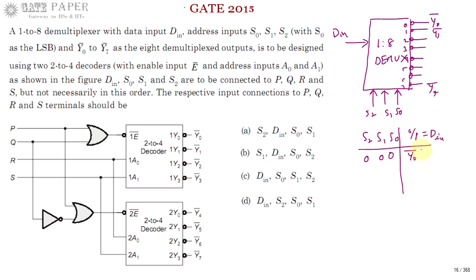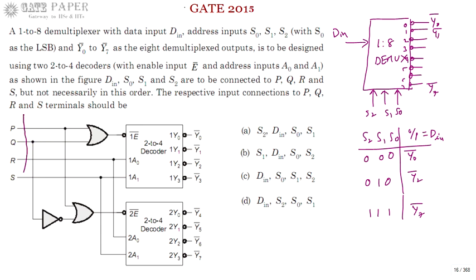So Y0 bar output is equal to D in. If you are going for 010, then Y2 bar is selected and D in is connected to Y2 bar. If it is 111, then Y7 bar is selected and D input is connected to Y7 bar. This is the operation of demultiplexer. So we have S2, S1, S0 and D in as inputs, and those values you are going to connect in places of PQRS.